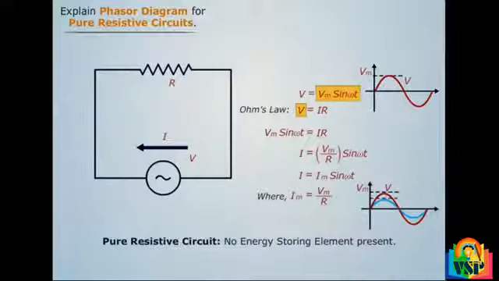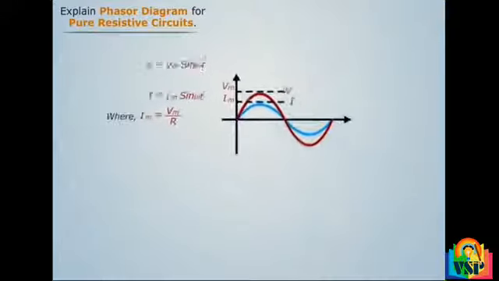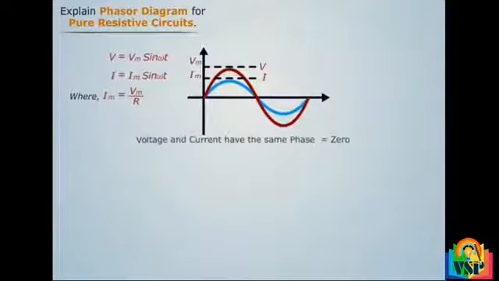The graph of current is indicated in a different color. From both equations we can see that voltage and current have the same phase. The phase difference between current and voltage in a resistive circuit is 0.